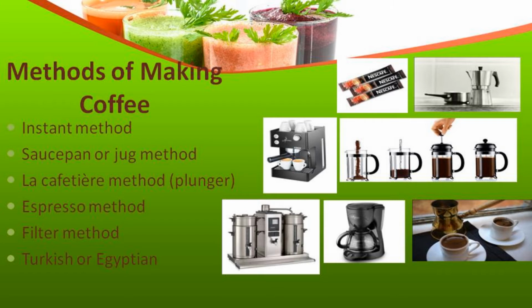Then we have the Turkish or Egyptian coffees. These are made from darkly roasted mocha beans, which are ground to a fine powder. The coffee is made in special copper pots, which are placed on top of a stove or lamp, and then the water is allowed to boil.